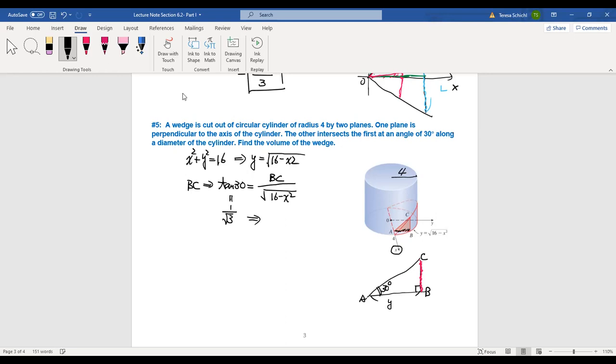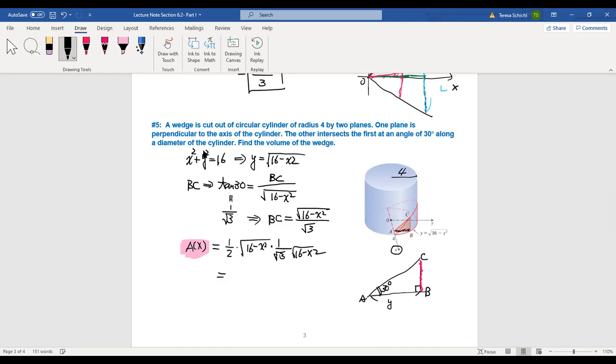All right, so now you do the cross product. So I can say BC is equal to the square root of 16 minus x squared over the square root of 3, correct? All right, so now I know my area. This pink area, the triangle area I'm trying to find, is 1/2 the base, which is the square root of 16 minus x squared, times the height, which is the square root of 16 minus x squared over the square root of 3.